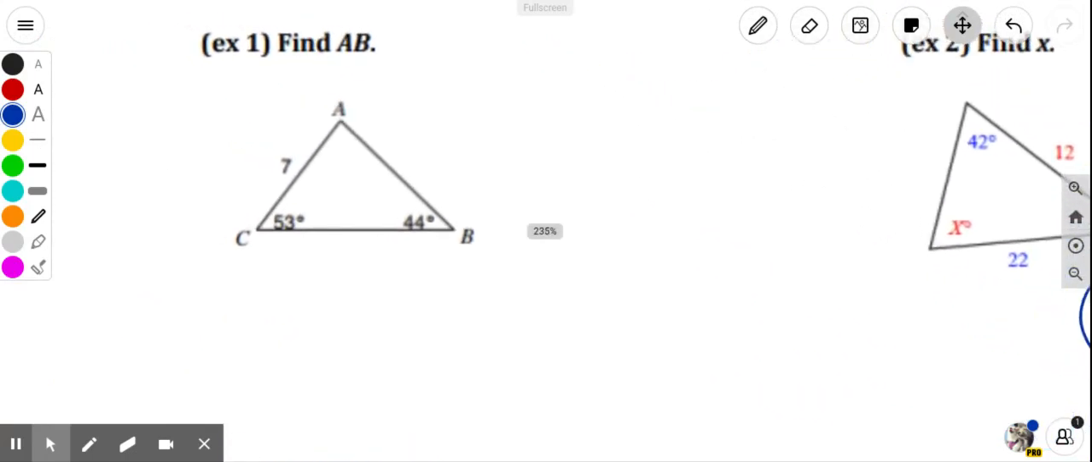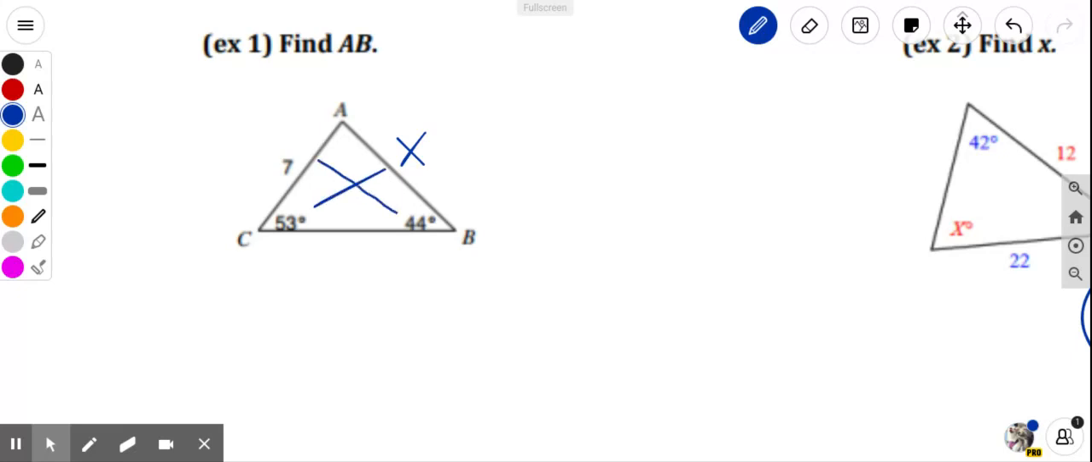Okay, so this one says find AB. So AB is going to be our X. And then notice that these two are opposite each other and these two are opposite each other. That's what you need in order to do law of sines. Okay, so once you determine it's law of sines, then you set it up.